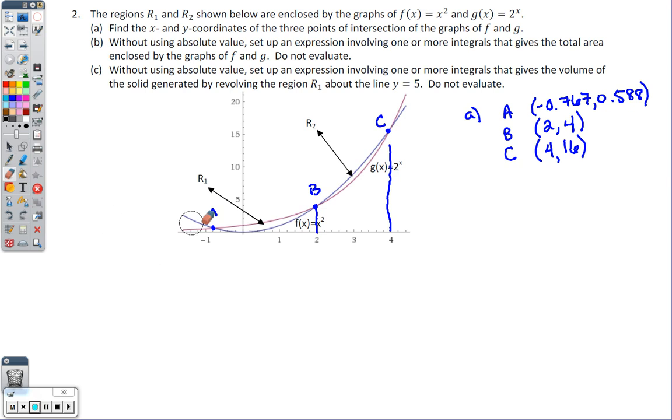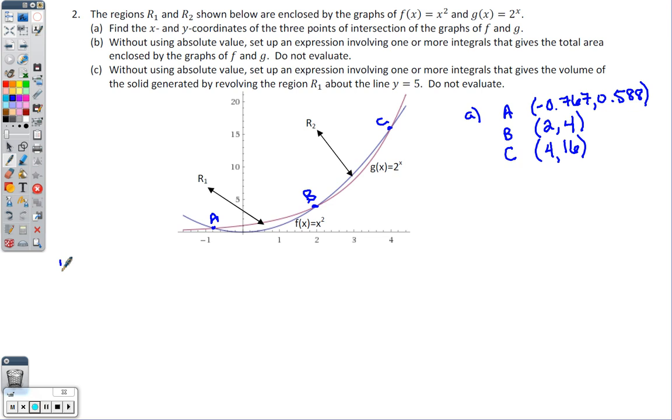All right, so erasing that there. Okay, A, B, C. Okay. Without using absolute value, set up an expression involving one or more integrals that gives the total area enclosed by the graphs of f and g. Do not evaluate. Okay. So in other words, find the areas of R1 and R2. All right. So, without using absolute value, which makes our lives substantially more complicated.